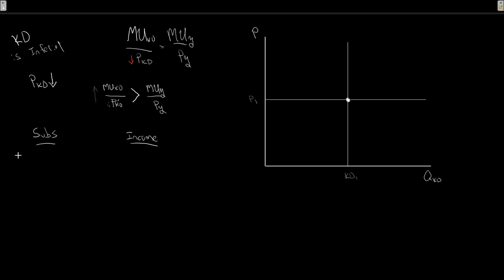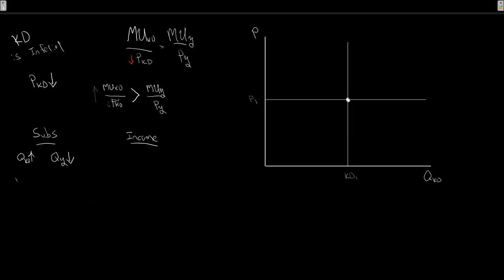So KD is giving us more happiness, so we want more Kraft Dinner. And if we get more Kraft Dinner, all else equal, right? We have a fixed income, fixed budget. So more Kraft Dinner means less of everything else. So quantity of everything else, down.